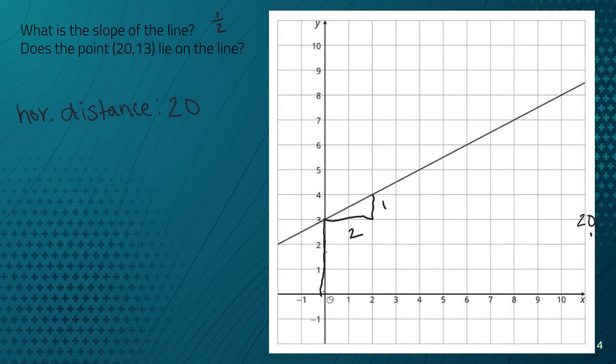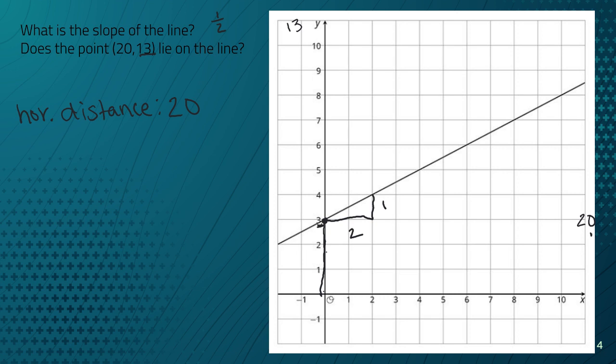But then my vertical distance, or my y coordinate, is 13. So if I'm at 20 on my x axis and I'm at 13, I'm just going to put it over here on the y axis. That way we can see. So right now, my point, I can see that I'm at 3 on my y axis.